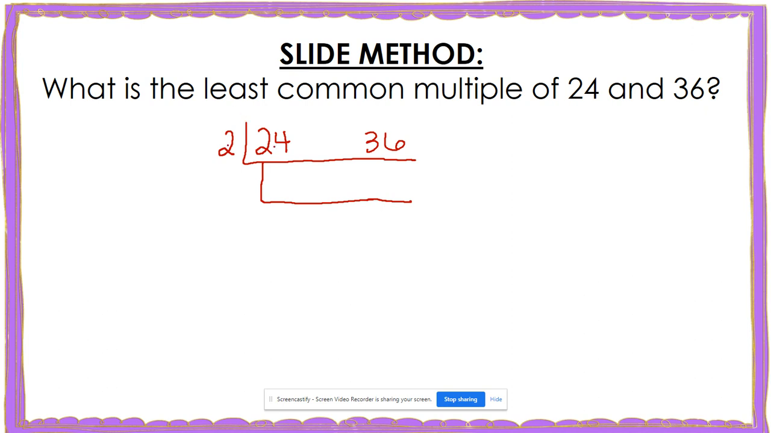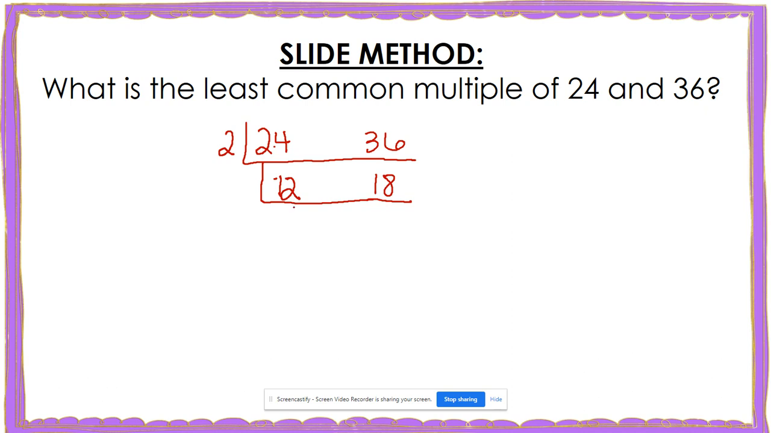So if I do 24 divided by 2, I would get 12. If I do 36 divided by 2, I get 18. So if I look at 12 and 18, they're not prime numbers yet. They both still have numbers that they have in common. So I'm going to try to find something else that is divisible by both of these.